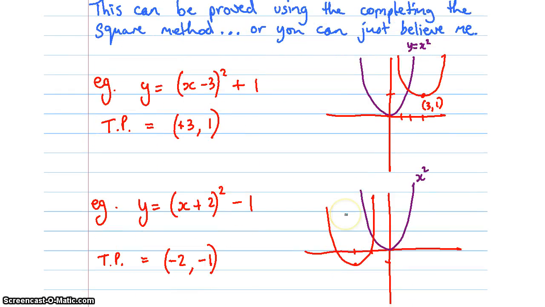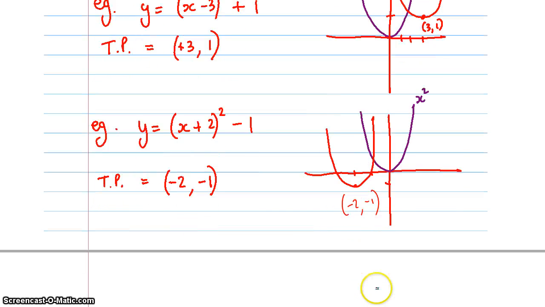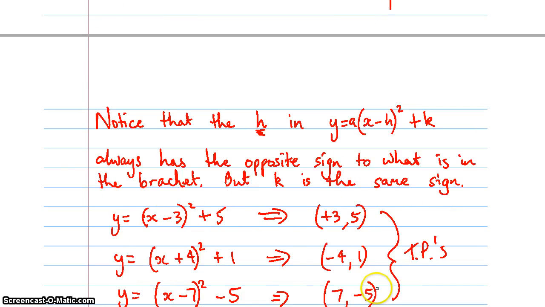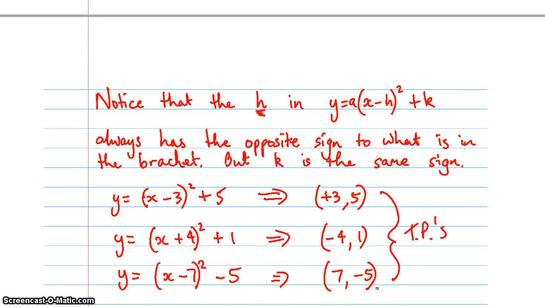Let's have a look at another one. (x plus 2) all squared minus 1, so minus 2, it's been moved to the left 2 and down 1. So same shape, different starting point. I probably should have labelled that one as (-2, -1). Okay. So notice that the h is the opposite and the k is the same as it is. So here, for this one here, x minus 3 becomes +3 and +5. -4, +1. +7, -5.